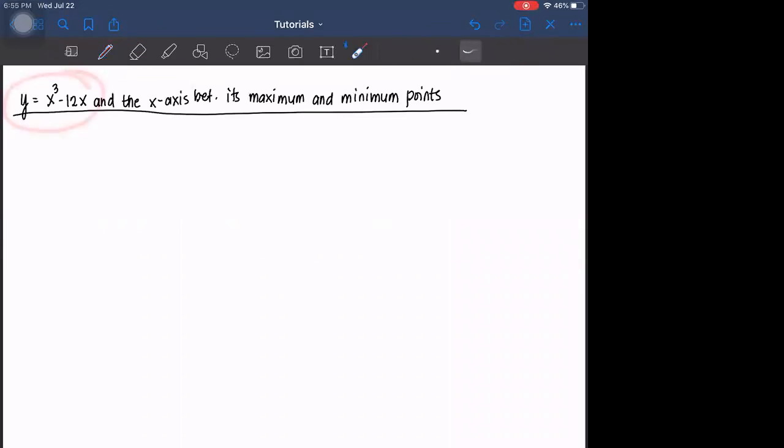Okay, so y equals x cubed minus 12x. What is that curve? It's a cubic equation. It waves, so it intersects the x-axis three times. Between its maximum and minimum points, how do we find them?